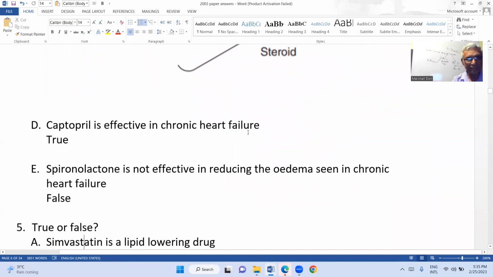Captopril is effective in chronic heart failure. That is true. Only thing, remember, you can't give calcium channel blockers in heart failure. Spironolactone is not effective in reducing the edema seen in chronic heart failure. That is false. Spironolactone is given in heart failure.